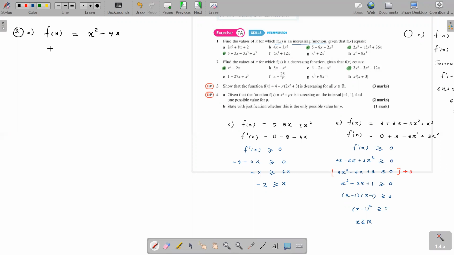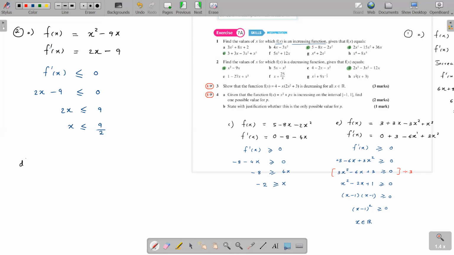So let's get f dash x. Your f dash x is 2x minus 9, since x square differentiates to 2x and 9x differentiates to 9. So for a decreasing function, what's the requirement? f dash x must be less than or equal to 0. So 2x minus 9 is less than or equal to 0. Minus 9 goes to the other side as plus 9. Less than or equal to 9 divided by 2, right? So x is less than or equal to 9 divided by 2. Do you understand? 4.5.